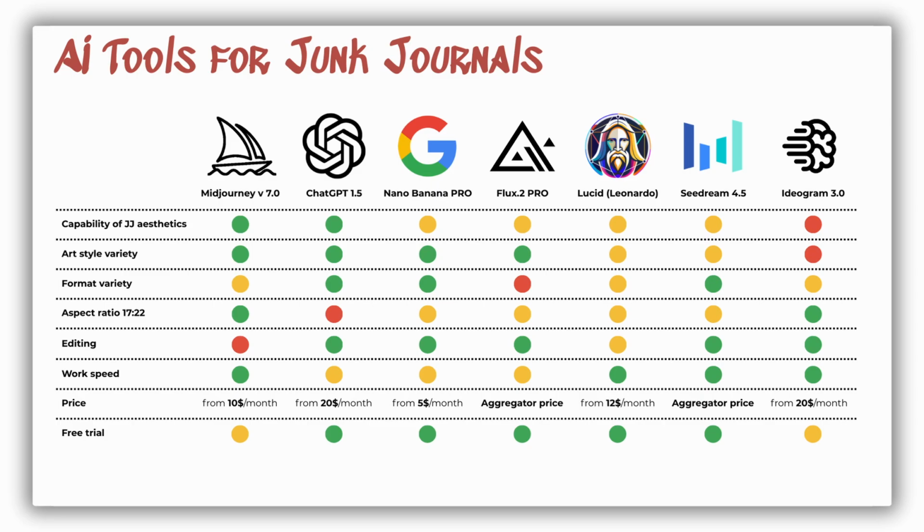Looking at this table, my personal favorites for junk journaling are Midjourney and Nano Banana. Both handle the semi-realistic, texture, moody aesthetic that this niche really calls for. On the other end, Ideogram, Lucid, and Seedream were the least convincing for me, not because they're bad tools in general, but because artistically they just don't sit well with the junk journal feeling. That said, as always, try things yourself because your tastes may differ from mine.